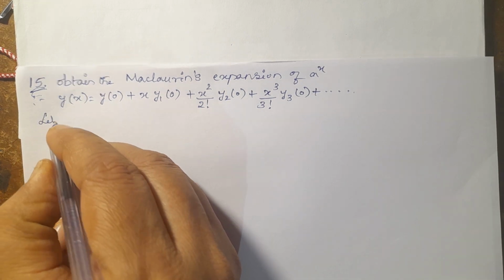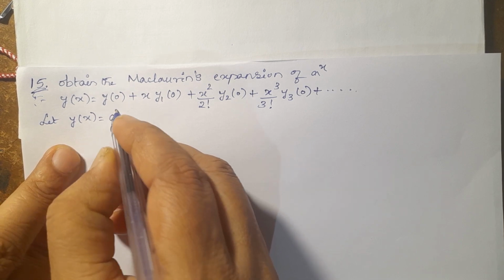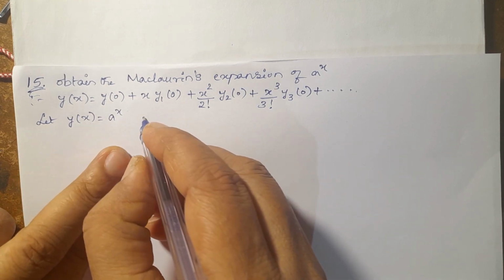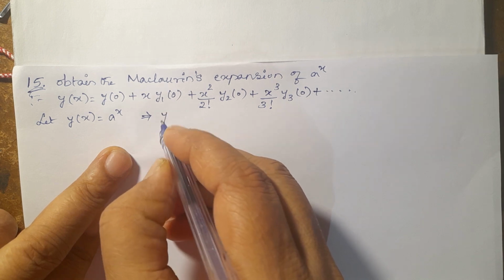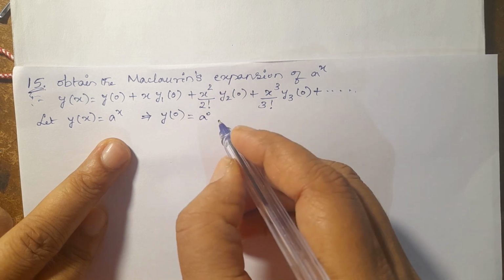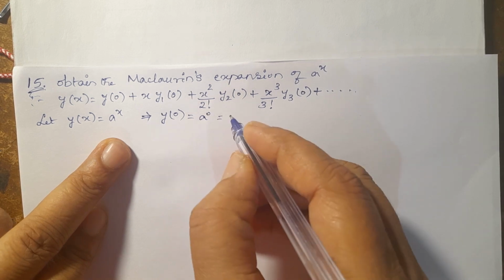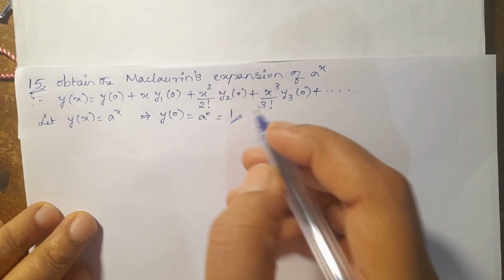Let y of x equal to a power of x. It implies at x equal to 0, y of 0 equal to a power of 0. Any value to the power of 0 is 1. So then y of 0 is 1.